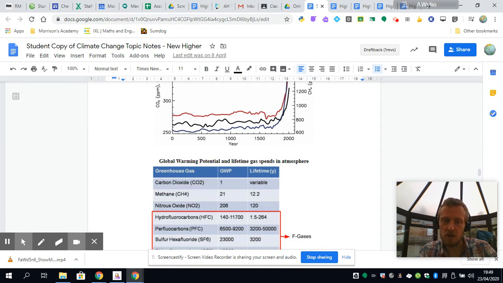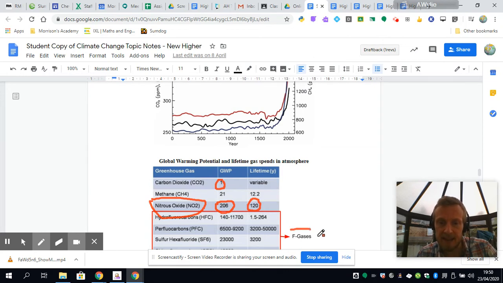Then we get up to nitrous oxide, which is, let me just bring on my spotlight here. We can see that it's got 206 times the global warming potential of carbon dioxide, which only has 1. So it's 206 times more potent than carbon dioxide. And to make matters worse, it can last up to 120 years. So even though there's a lot less nitrous oxide in the atmosphere and a lot less methane, they are far more powerful at warming the planet and they last longer.